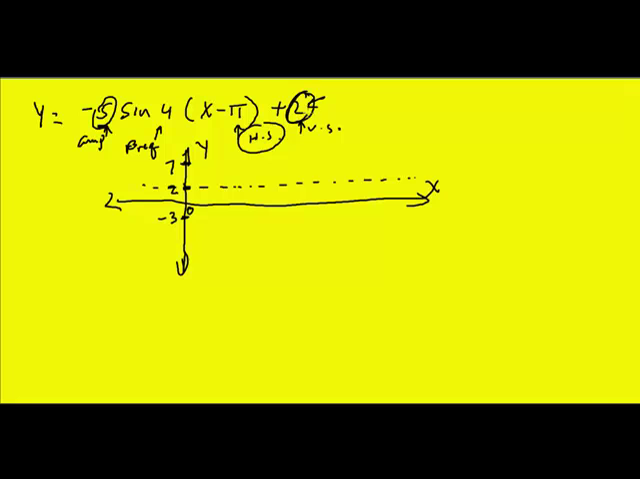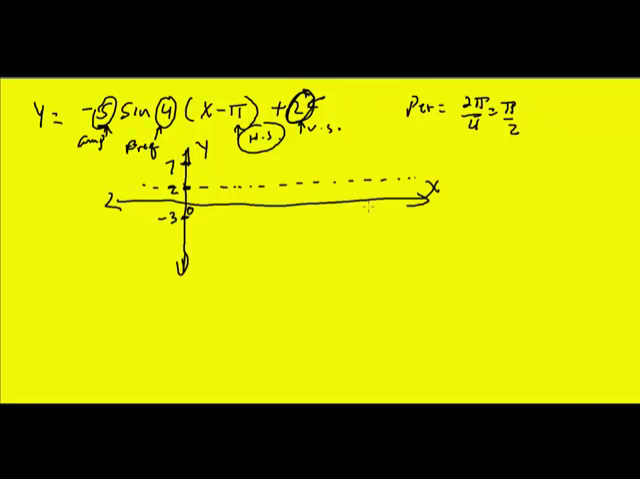I've taken care of my amplitude and my vertical shift. Now, how do I use my frequency? I'm going to use frequency to find my period. To find my period, I take 2 pi divided by 4, which is pi over 2.